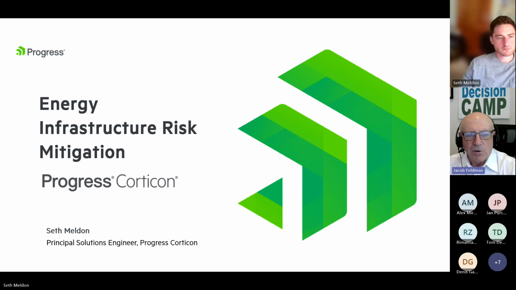Hi, everybody. Our next presenter is Seth Meldon, and Seth represents Progress Software, where he focuses on the Corticon business rule engine and its use in real-world applications. This is Seth's third presentation at DecisionCAMP, and we bring him back because he usually shares very interesting real-world cases. Not theoretical considerations, but something they actually did using a rule engine, and what the complexities and issues were, and how they resolved them.